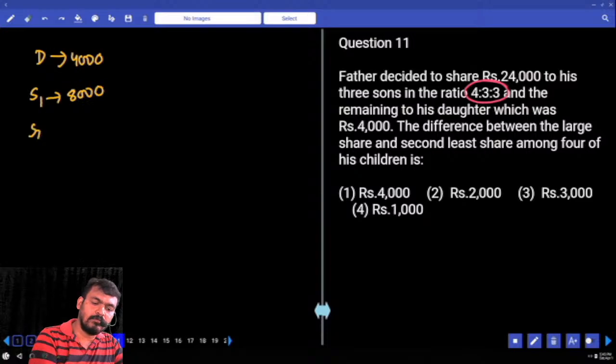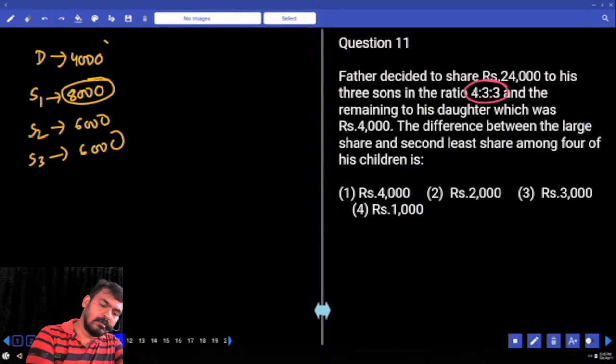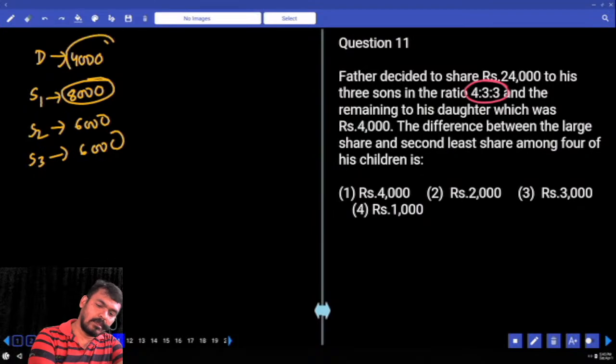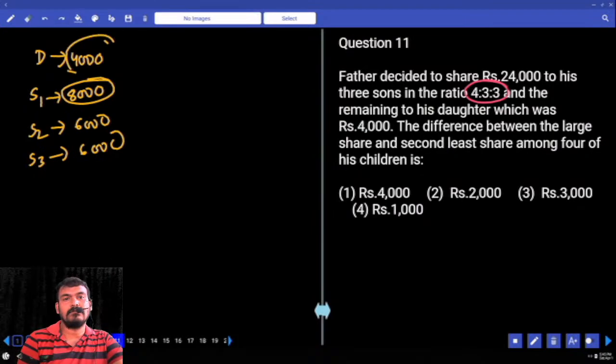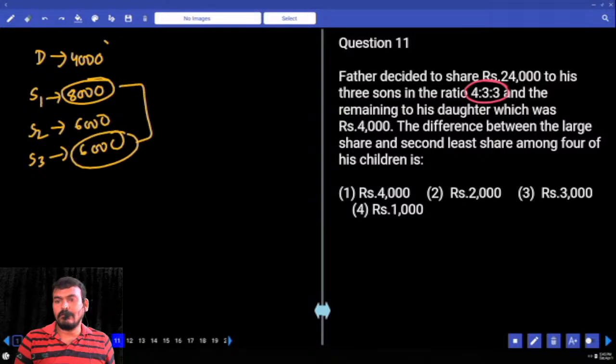Son 2 is 6,000, Son 3 is 6,000, and what is the question here? Difference between the largest share and the second least share. What is the largest share? 8,000. Second least means... least means how much? 4,000. Second least means 6,000. What is the difference between 8,000 and 6,000? 2,000.